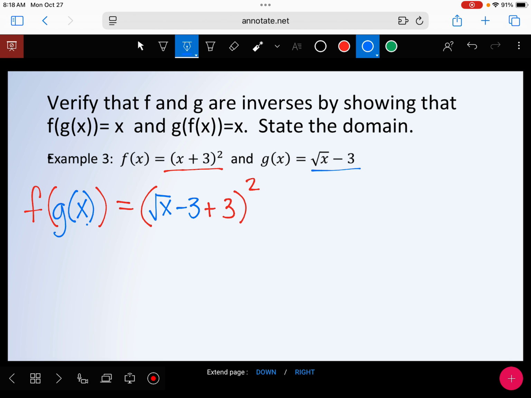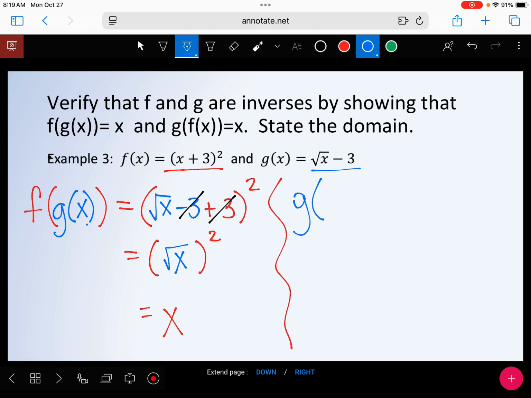So what do you think is going to go away first inside of my parentheses? The 3's. Because you have a minus 3 and a plus 3. So they cancel. So all I'm going to have left is the square root of x. And what happens when you square a square root? Cancels out. So you all see how we ended up with just x. All right, let's do the other one. Let's take our g function.